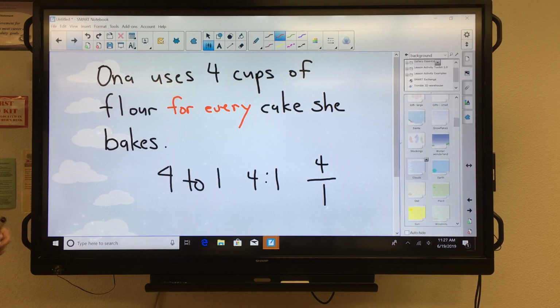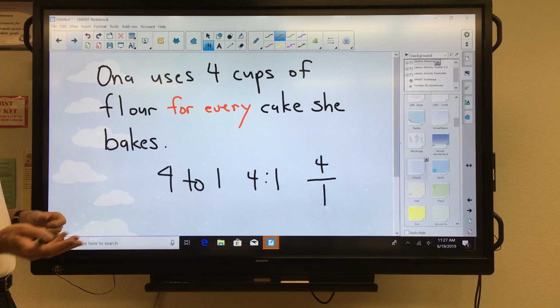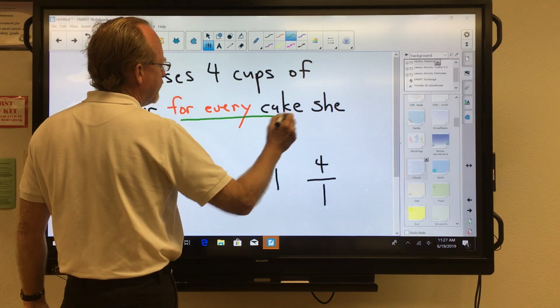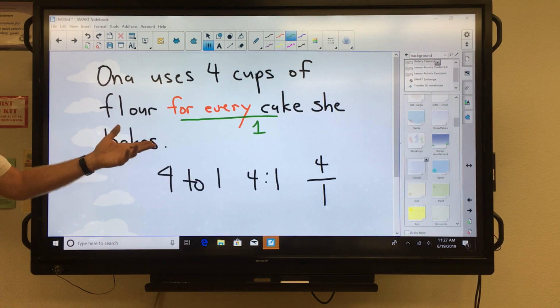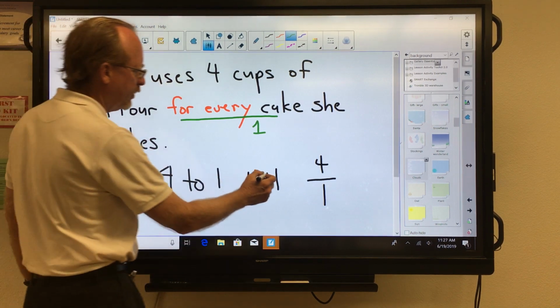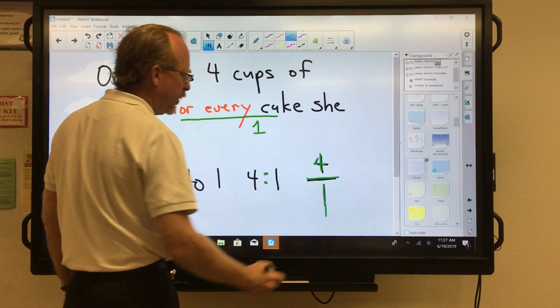And in the book, they give you some examples so you can kind of get used to it. So the first example they give is Ona uses 4 cups of flour for every cake she bakes. And what we're comparing is how many cups of flour versus how many cakes. Now, it's for every cake, so every cake is 1 cake. So our comparison can be written 3 different ways. We can go 4 to 1, 4 colon 1, or 4 over 1.